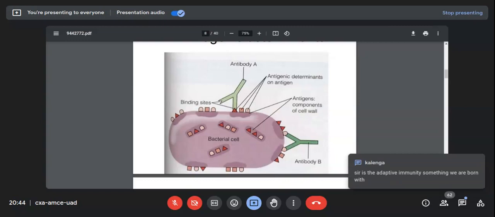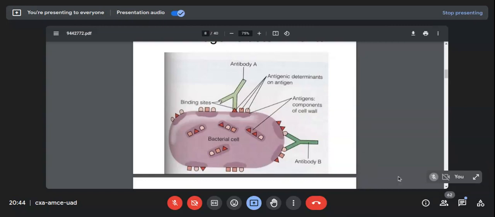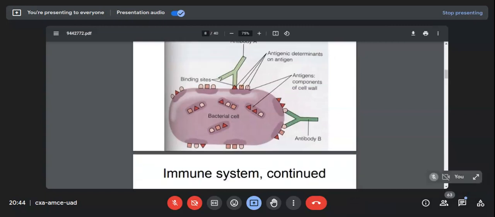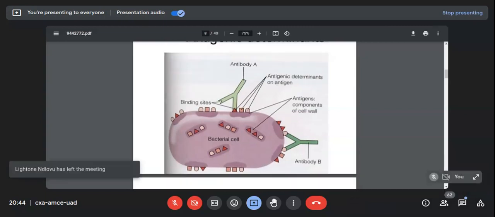So is adaptive immunity something we are born with? Okay. If you remember what I said, the other name is acquired. So it is not activated when you are born. It is only activated when you are exposed. Remember in the beginning I said it's a type of immunity that comes about when you are exposed to an antigen.